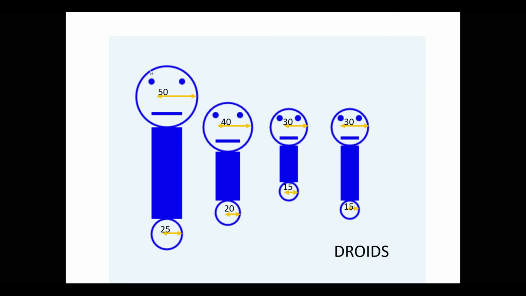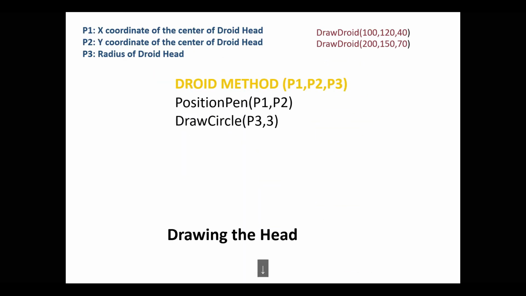In order to create just the head of the droid, we would need an XY coordinate representing the center of the circle as well as the radius. Our droid method then would have 3 parameters: the X coordinate, the Y coordinate, and the radius of the droid head. So it would look like this: the droid method, 3 parameters. We would position the pen at the first 2 parameters representing the X and Y coordinate, and then finally draw the circle with this provided radius and the border of the circle, let's say 3 pixels.